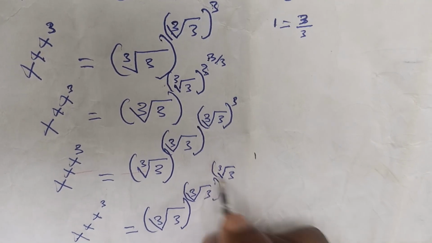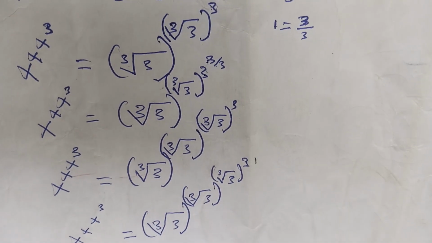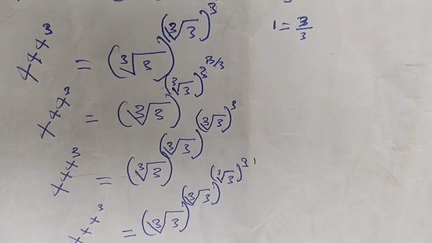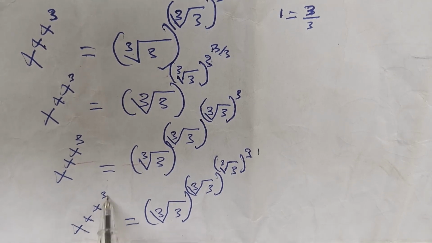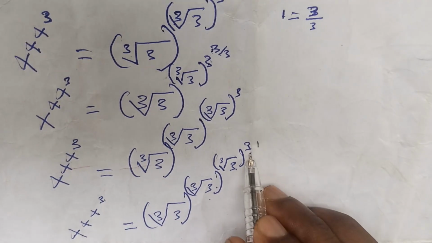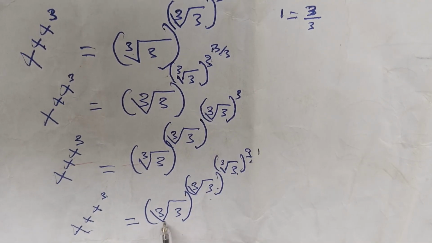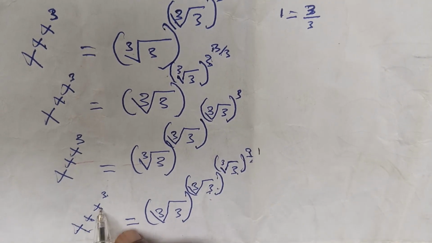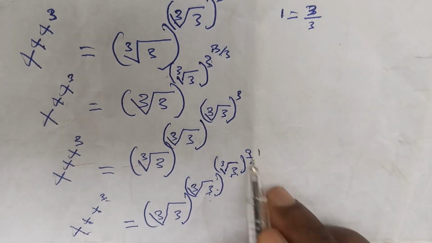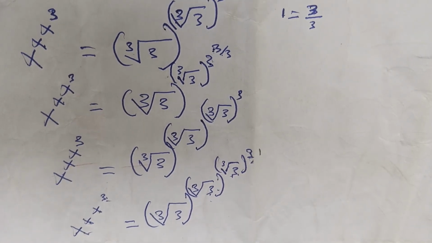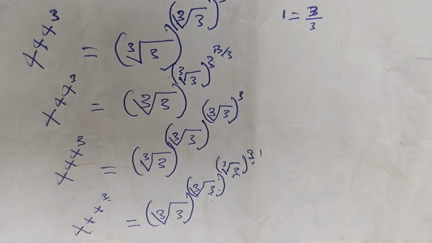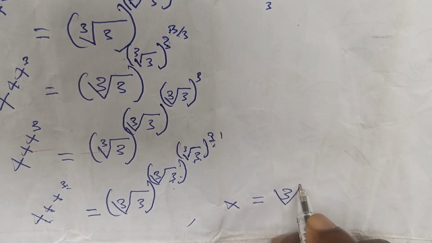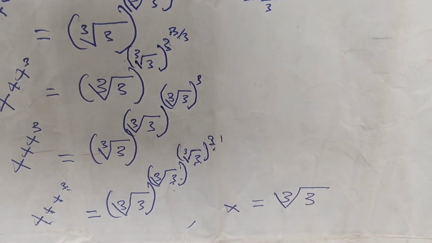You can see, on the left hand side, how many exponents do we have? 1, 2, 3. How many do we have here? 1, 2, 3. So by comparison, we can say x is equal to this, x is equal to this, x is equal to this, and this will cancel off. So we can say x is equal to the cube root of 3. So this is the value for x.